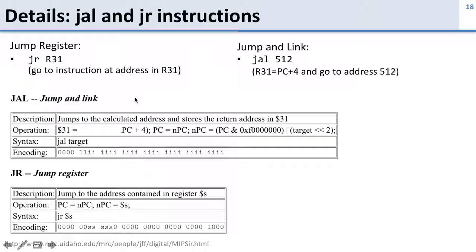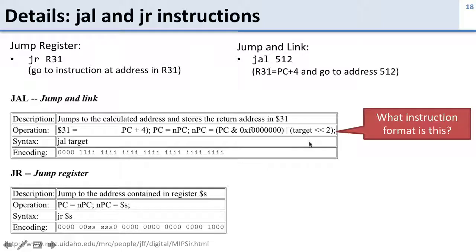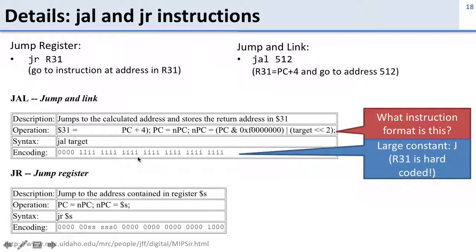Here's jump and link, and if you look at what it does, it says register 31 is going to be the next PC, and the next PC is going to take the current PC, clean it up so that we don't have any bits in the lower parts, then OR in the target. It's going to replace the target into the lower parts of it. The target here is the immediate that we have in the instruction. So what format is this instruction? Well, we've got this really long immediate here. This is a J format instruction. R31 isn't specified anywhere in here. It's hard-coded into the instruction itself.